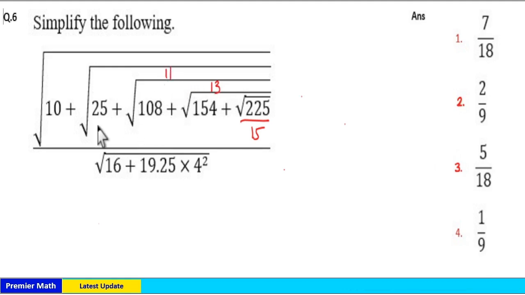25 plus 11 is equal to 36. Root 36 is equal to 6. 10 plus 6, 16. Root 16 is equal to 4. So 4 is in the numerator. And then solve the denominator.